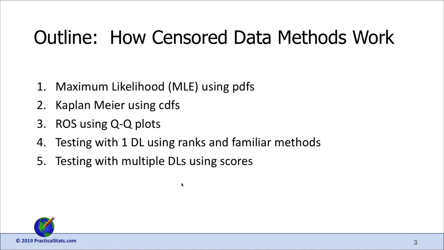All right, so we're going to talk about three methods for estimating statistics like means and standard deviations or medians or 90th percentiles or whatever. Those three methods are maximum likelihood, Kaplan-Meier, and ROS. To illustrate those, I'm going to use three different types of plots: PDFs, CDFs, and QQ plots, that I hope will make understanding how those methods work a bit more clear. Towards the end, we will also look at hypothesis tests using nondetects, whether there's one detection limit or multiple detection limits.